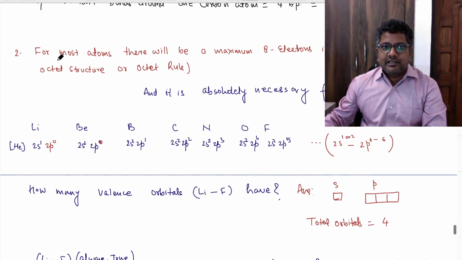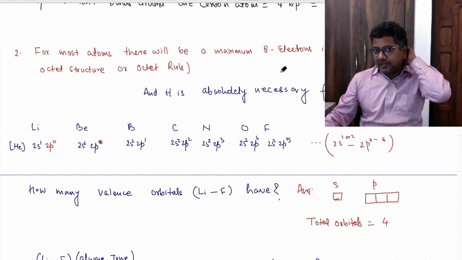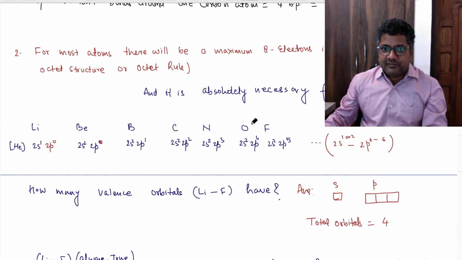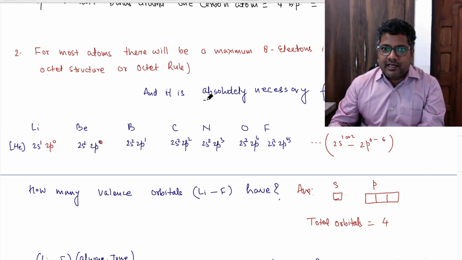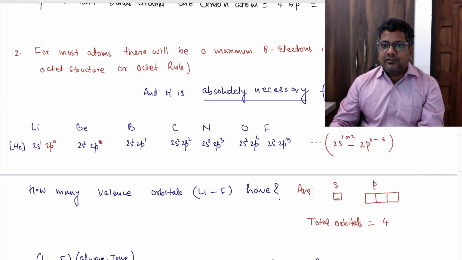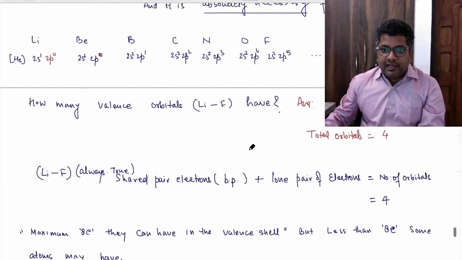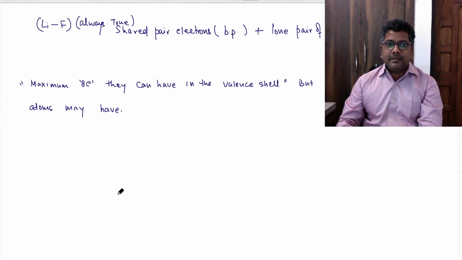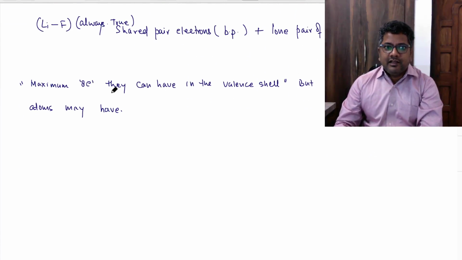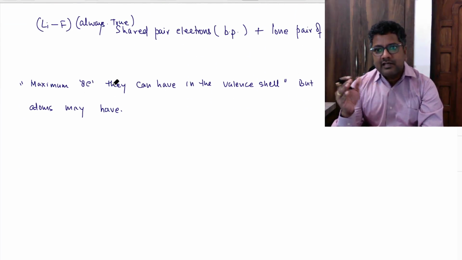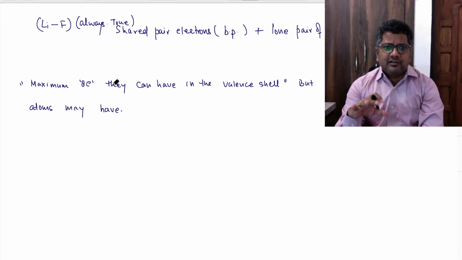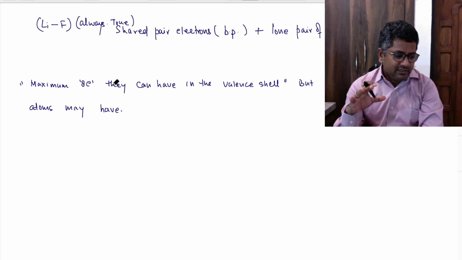So this is for most atoms: there will be a maximum of 8 electrons in the valence shell, right? And it is absolutely necessary, discussing about this, absolutely necessary for lithium to fluorine. So now it is clear, right? And here I have clearly cleared this point that maximum 8 electrons they can have, but less than 8 electrons some atoms may have, right?